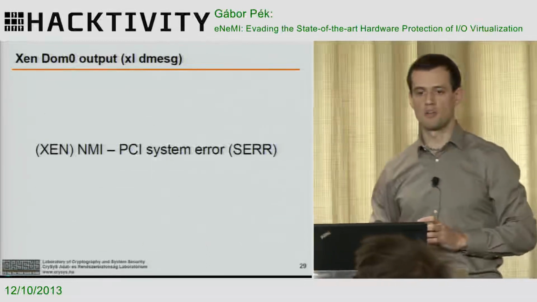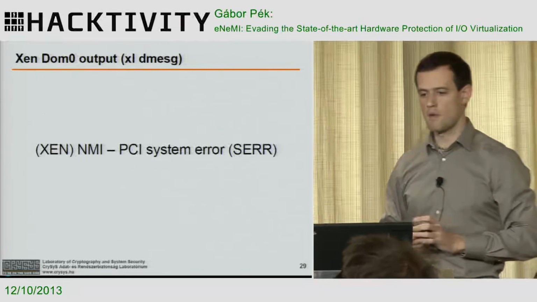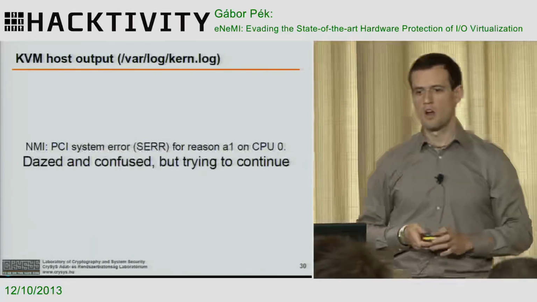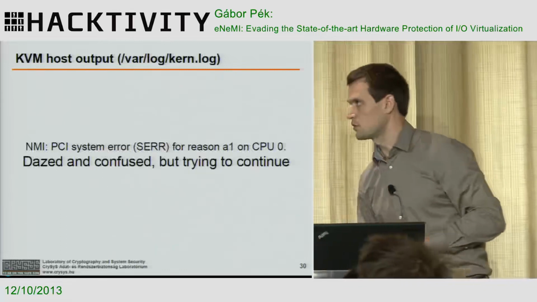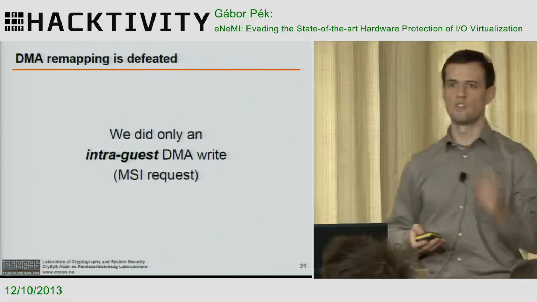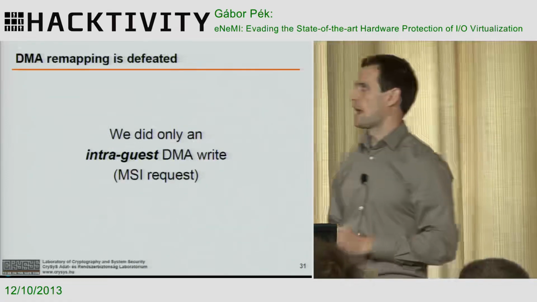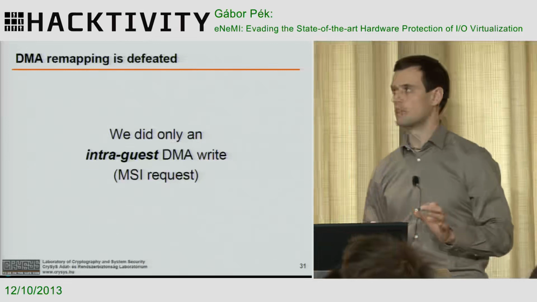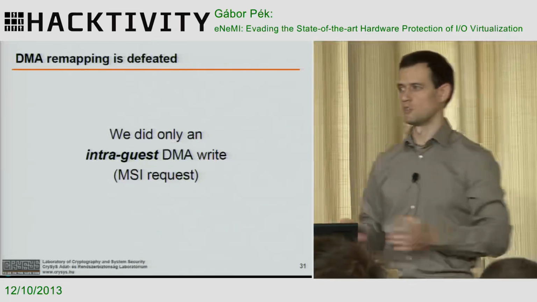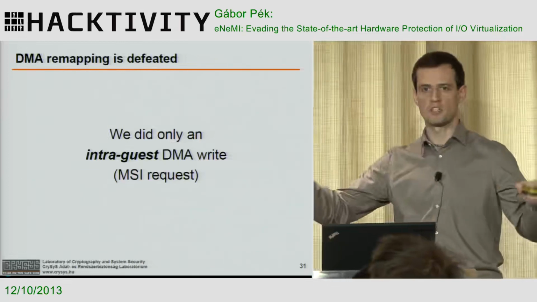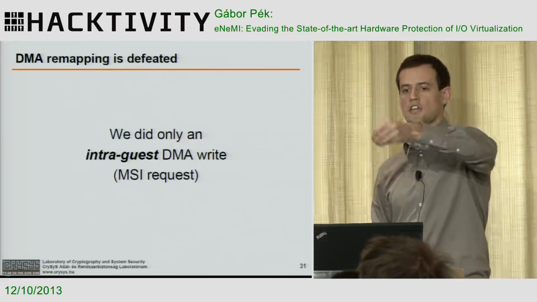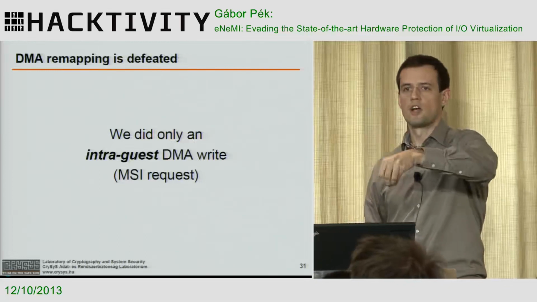All right, what we see? For example, on DOM0, we see that Xen NMI PCI system error. Nice. On KVM, there is "Dazed and confused, but trying to continue." So this is something that should not happen. And the great thing in this is DMA remapping is defeated, right? Because we didn't do anything outside the guest physical address space of the VM. We did only an intra-guest DMA write operation.